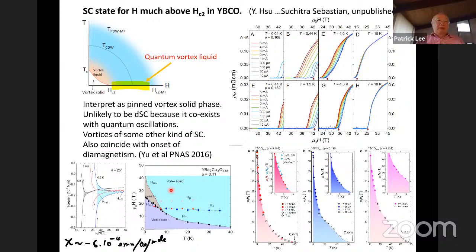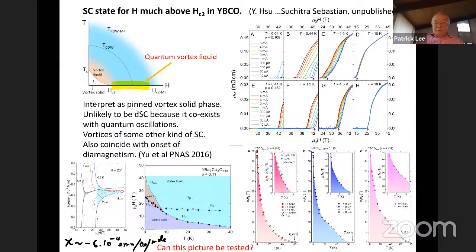So now, of course, this leaves open the question: is this superconductivity still d-wave, an extension of this? Somehow this is much more robust than we thought. Or is this some other kind of superconductor, right? So I think this is the question. Can this picture be tested? So this is my final slide.